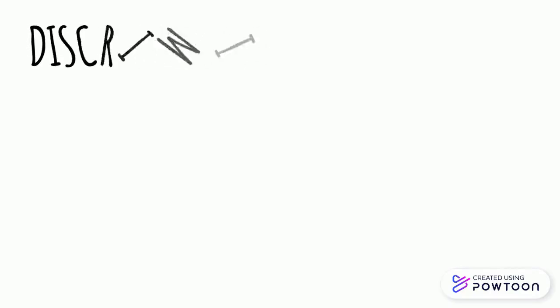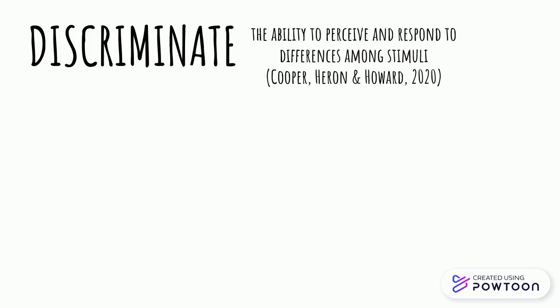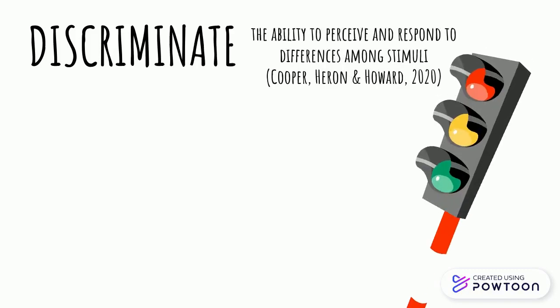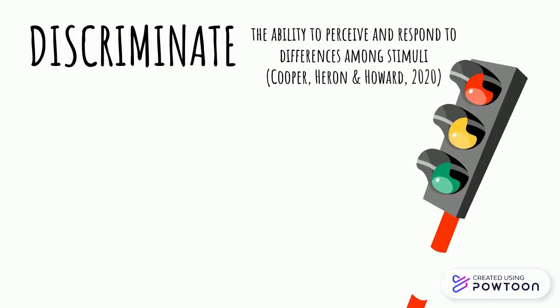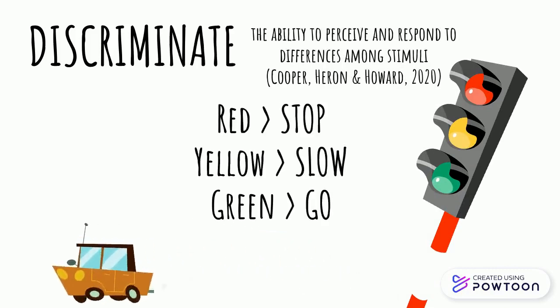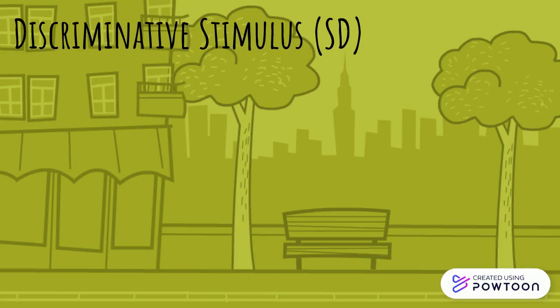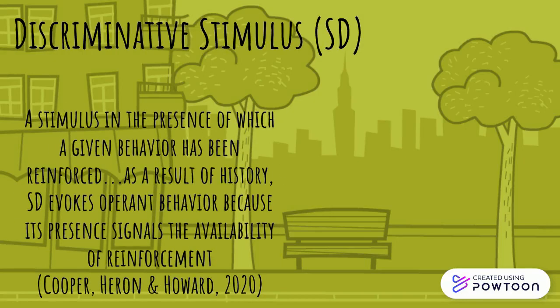Now let's take the word discriminate, which is the ability to perceive and respond to differences among stimuli. Like with a traffic light, you discriminate between the colors so that you know what direction they're giving. Put them together and you have discriminative stimulus, or SD, which is a stimulus in the presence of which a given behavior has been reinforced. As a result of history, an SD evokes operant behavior because its presence signals the availability of reinforcement.